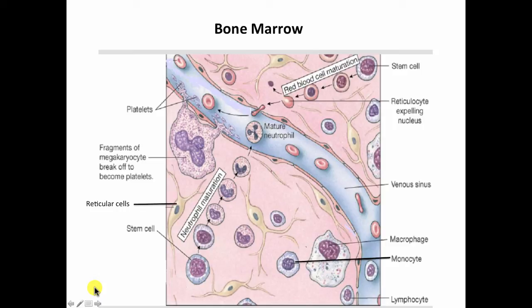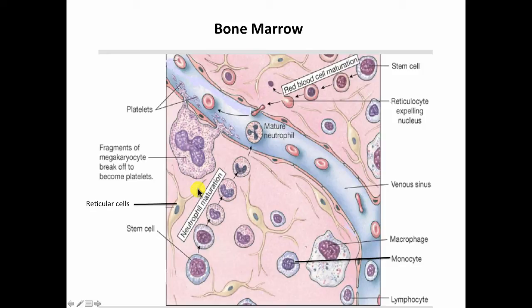I thought it would be good for this review session of bone marrow to start off with this diagram of bone marrow showing the various cells and the various structures that are found in bone marrow. Bone marrow has a lot of reticular cells in it, and these form a meshwork, and there are also reticular fibers which are secreted by these reticular cells.